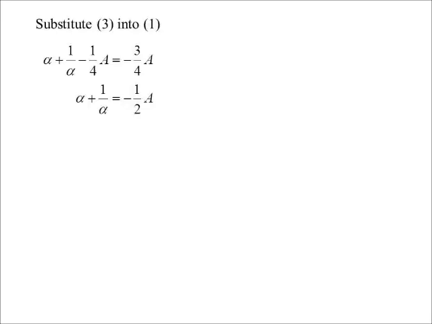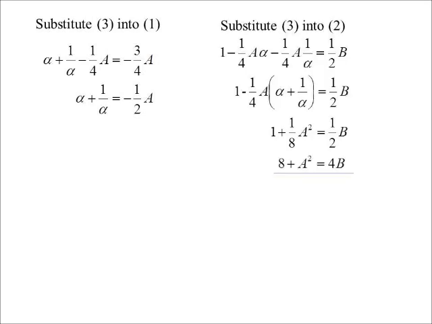Substitute the third one into the first one. So alpha plus 1 on alpha, but instead of saying beta now, I'm saying minus 1/4 a. That'll be minus 3/4 a. So alpha plus 1 on alpha is minus a half a. Okay. Now, if I put it into the second one, I get 1 minus 1/4 a alpha minus 1/4 a 1 on alpha is a half b. But I can group the minus 1/4 a outside of alpha plus 1 on alpha.